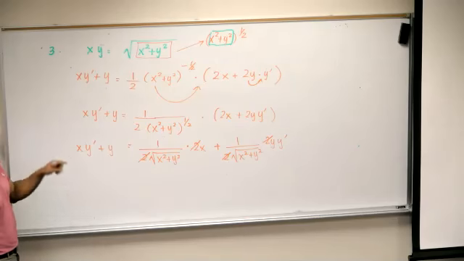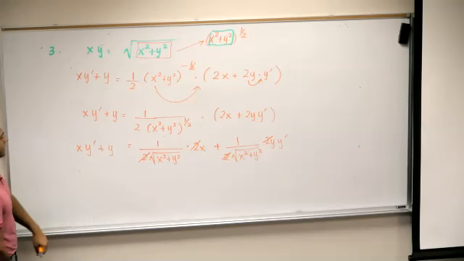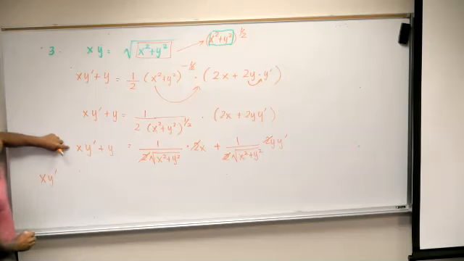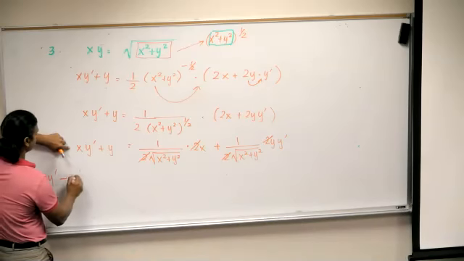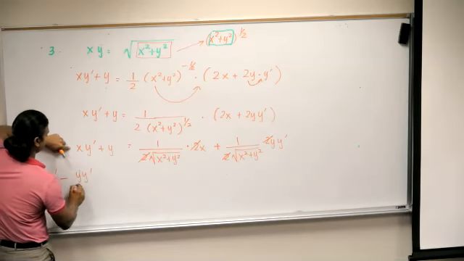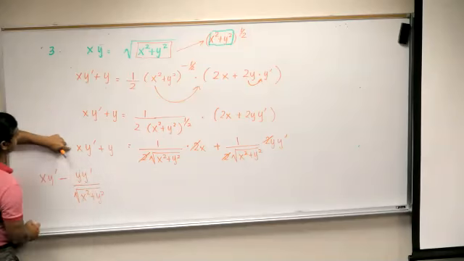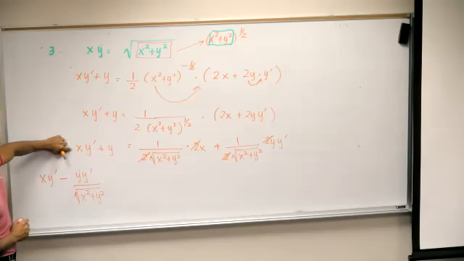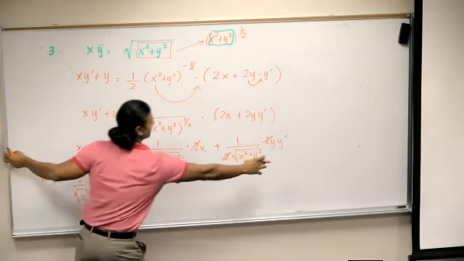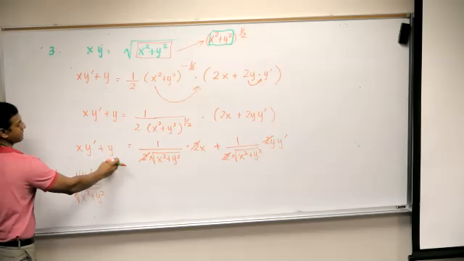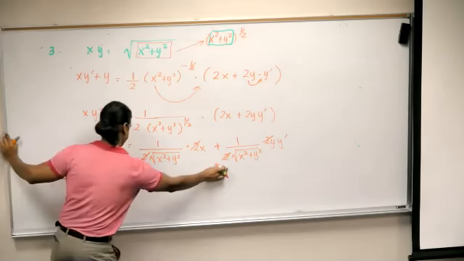Move all the y prime terms to one side, the others to the right hand side, so that we can solve for y prime. So x y prime minus y prime divided by square root of x squared plus y squared. I'm moving this term from the right hand side to the left, and I'm going to move the y from the left hand side to the right.